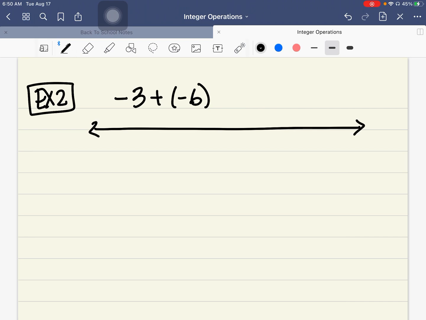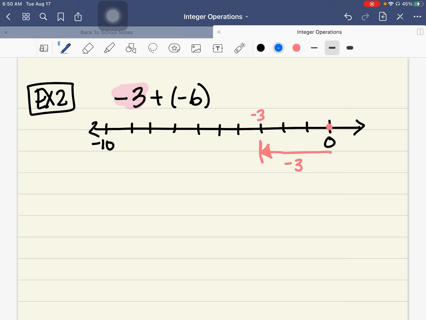So here's 0. Since they're all negatives, I'm going to put 0 way over here. 1, 2, 3, 4, 5, 6, 7, 8, 9, 10. So there's -10. All right, so let's look at this -3 first. So -3, if I'm going 0 to -3, that's 1, 2, 3. And that's in the negative direction. So that's -3. That puts me at -3.